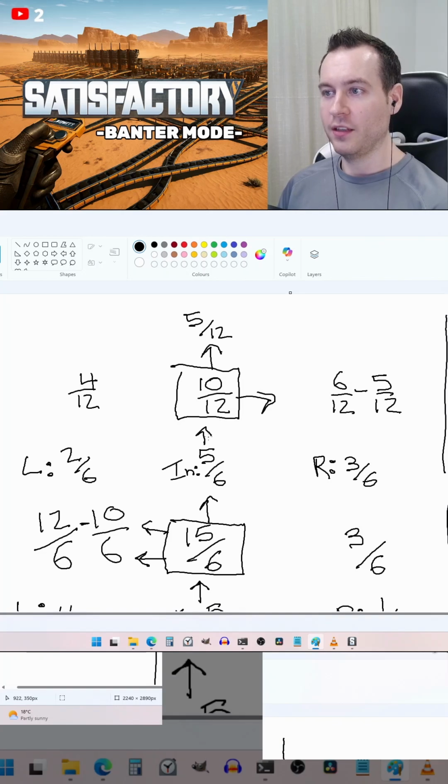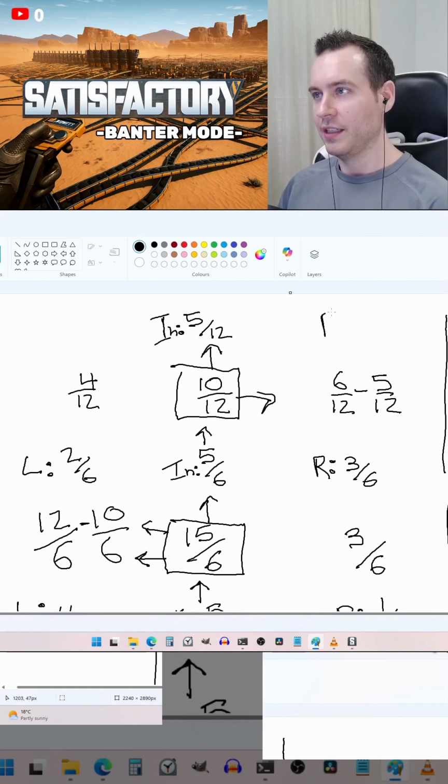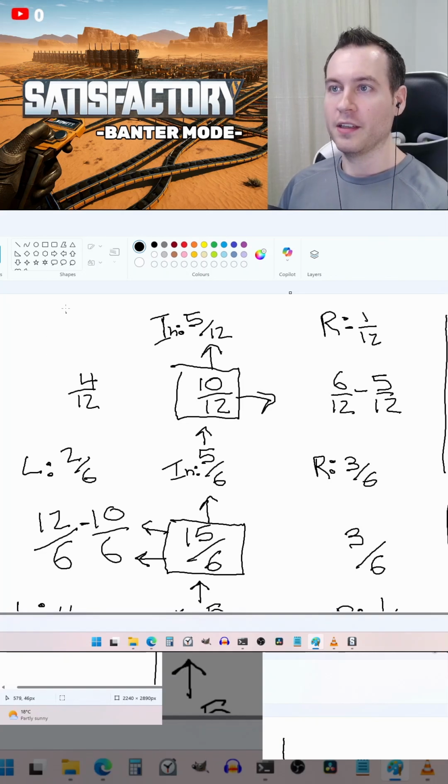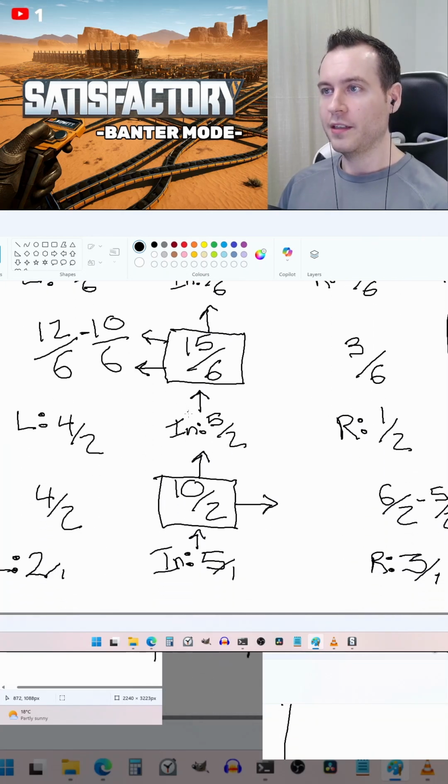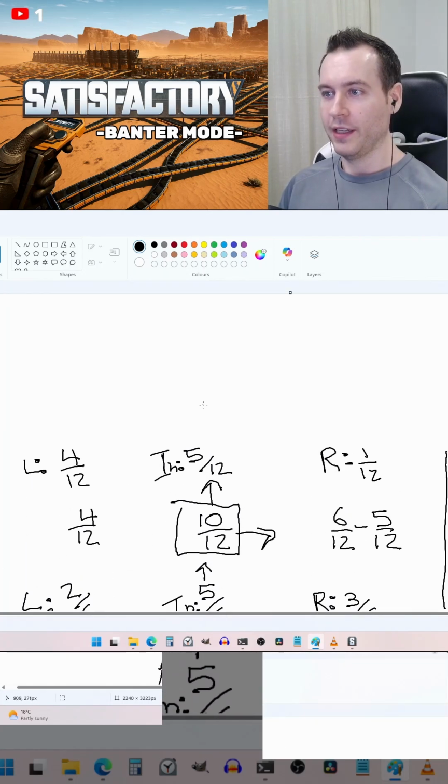10 over 12 is the same value as 5 over 6. So the new input for the next layer will be 5 over 12. The new right value will be 1 over 12. 6 minus 5 is 1. The denominators will be 12, and we'll just carry this 4 over 12 up. So then we're on, what layer are we on? 1, 2, 3. We've done 3 layers. Let's carry on with the 4th layer.